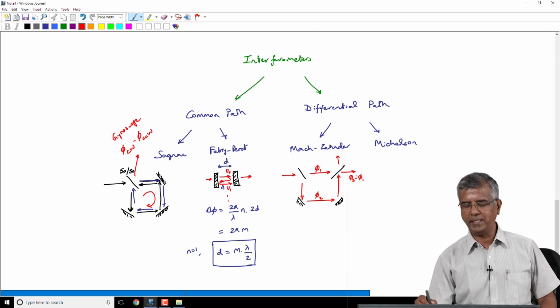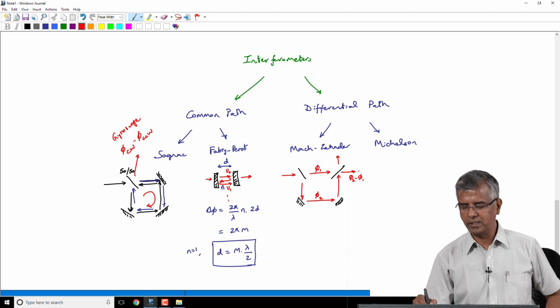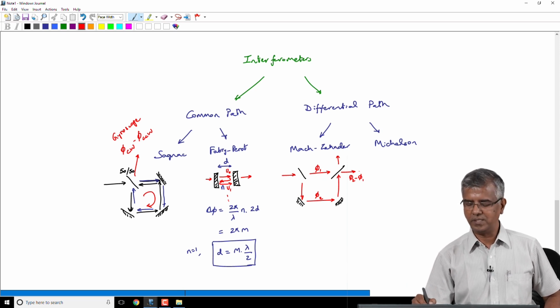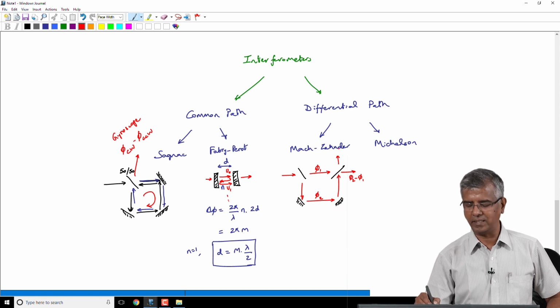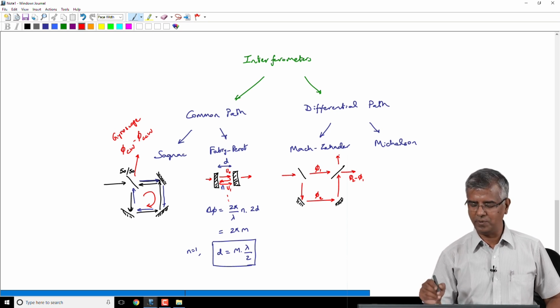The interesting part here is, if it's constructive interference in this arm, it corresponds to destructive interference in this arm. Or in other words, if it's destructive interference, that is light is missing over here, you will see that it actually appears over here. Why that is so, I'm not explaining at this point, but maybe we'll come back and look at that.